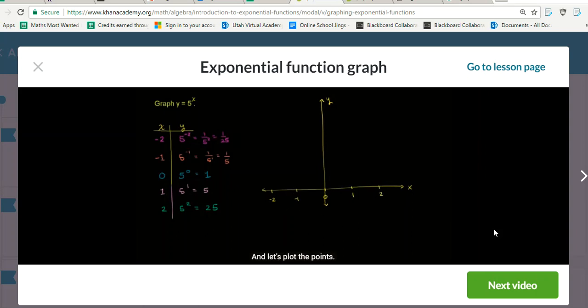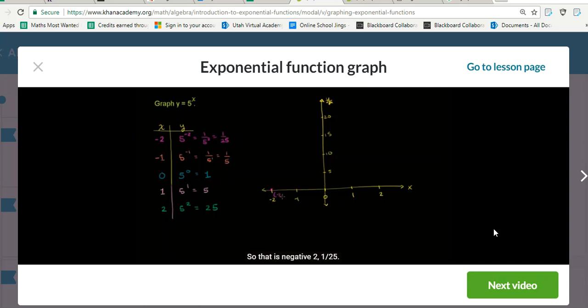And let's plot the points. X is -2, y is 1/25. Actually, let me make the scale on the y-axis. So we're going to go all the way to 25. So let's say that this is 5. Actually, you have to do a little bit smaller than that too. So this is going to be 5, 10, 15, 20, and then 25 would be right where I wrote the y, give or take. So now let's plot them. -2, 1/25 is going to be like there. So 1/25 is going to be really, really close to the x-axis. That's about 1/25.